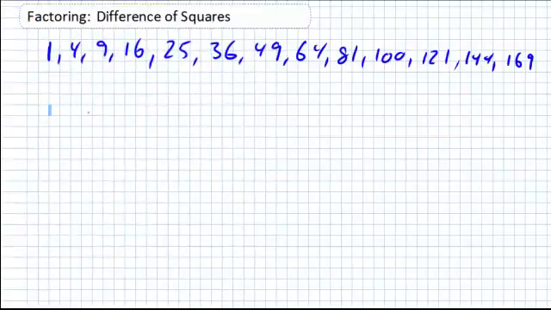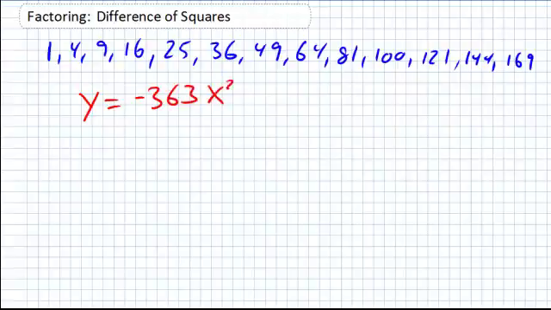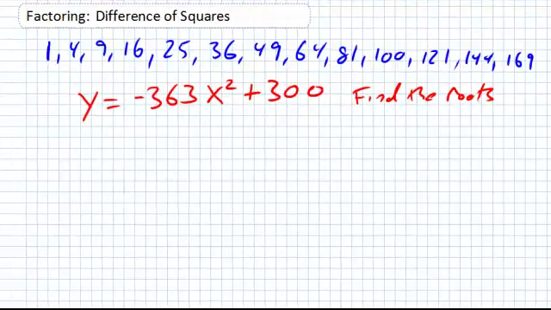Let's do y equals negative 363x squared plus 300. And I want you to find the roots. Okay, so the first thing I'm going to do is transform this from standard form into factored form. First thing, 363 and 300 aren't perfect squares. So maybe if I divide something out. Also, what you want to notice is that this is plus 300. That's not going to work. But notice we have a negative 363. So let's go ahead and divide and see what happens.